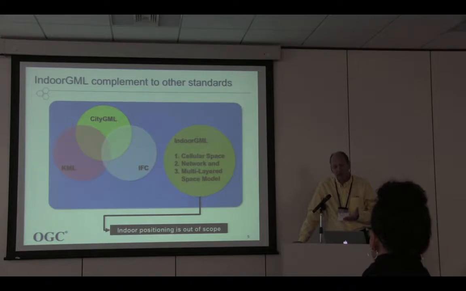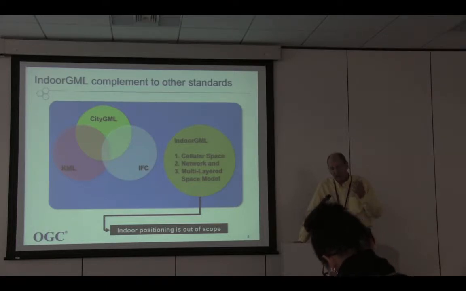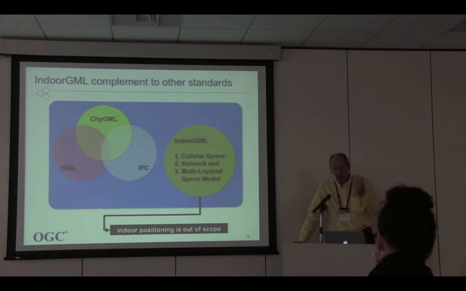IndoorGML brings what's called a cellular space model, and I'll give you some concepts to go with that phrase in just a second. It also talks about networks between the cells, so the topology for routing, and also multi-layered space environments, so you can see the radio footprints of beacons and Wi-Fi indoors. One thing to note is that indoor positioning is out of scope of IndoorGML.